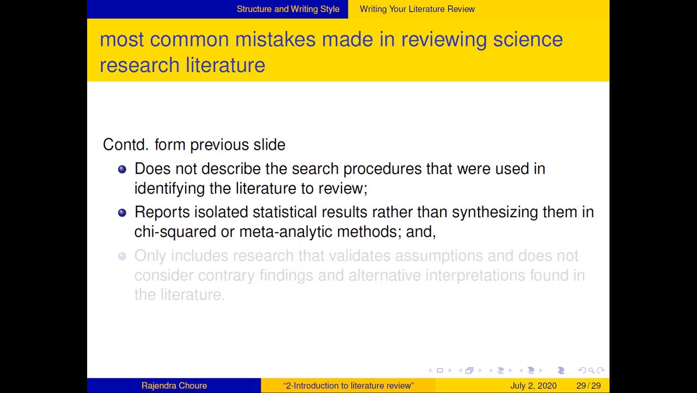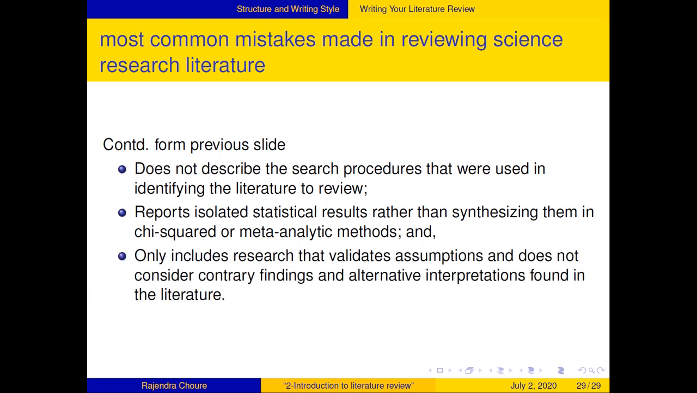And if your literature review includes research that validates assumptions and does not consider contrary findings and alternative interpretations found in the literature, then again your review will not be of high quality. Its credibility will be in question. Therefore, you have to validate the assumptions. You have to quote the contrary views also. You have to quote the alternative interpretations also, to provide credibility to your work. Okay? That's the theoretical underpinning of literature review.